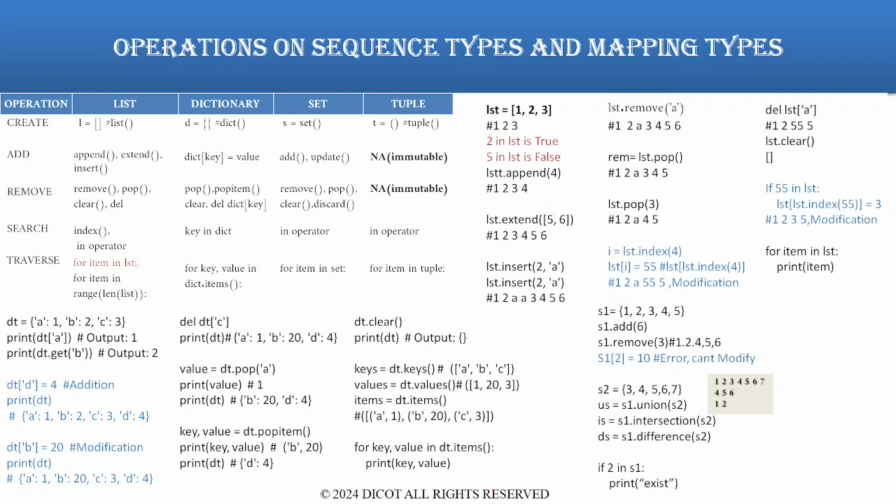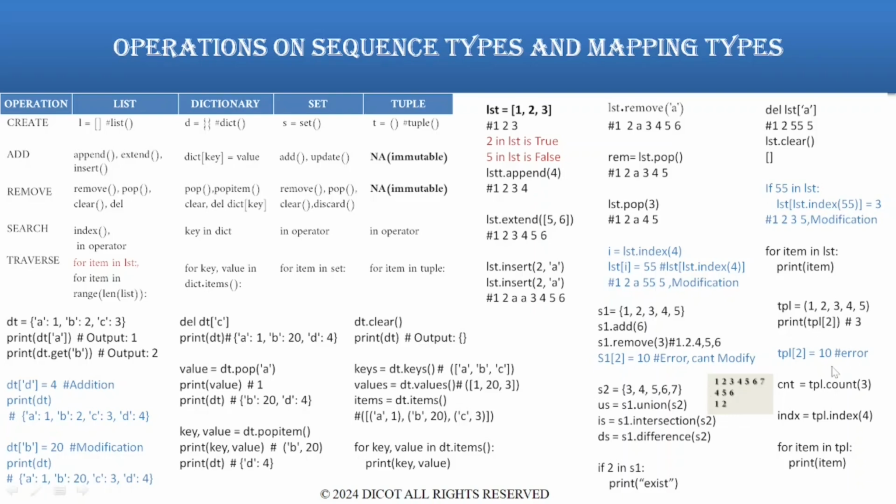Now, let's see tuples. Tuples are similar to lists but they are immutable. A particular element in a tuple cannot be modified. Consider the tuple TPL with values 1, 2, 3, 4, 5. TPL of 2 will give us 3. But if we try to modify this element, we get an error. TPL of 2 assigned 10 will throw an error, as we cannot modify an element in a tuple.